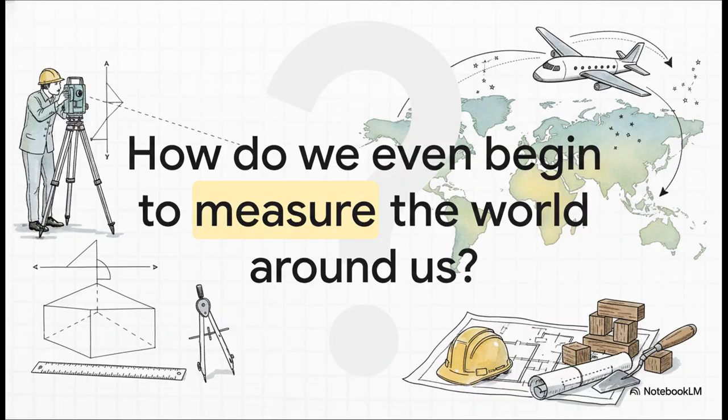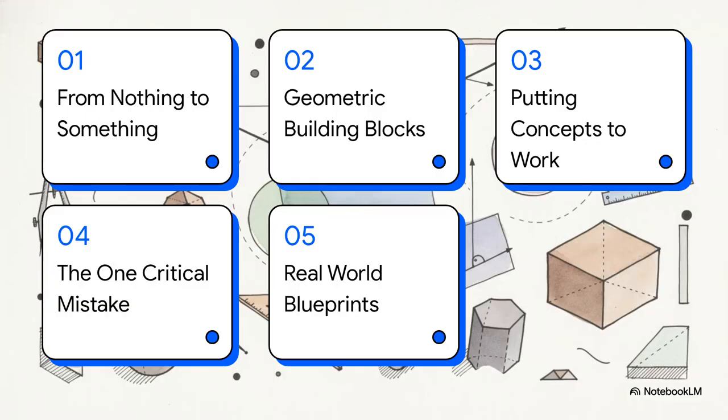Think about a surveyor mapping out a new piece of land, or a pilot trying to navigate through a storm. They're all using the basic components of space to do their jobs. So, ready to build this thing from the ground up? So here's our game plan. We're going to start with the absolute atoms of geometry, then put them to the test with a few puzzles. After that, we'll cover the one mistake you absolutely have to avoid, and finally, we'll see how all these ideas are basically the blueprints of our world.